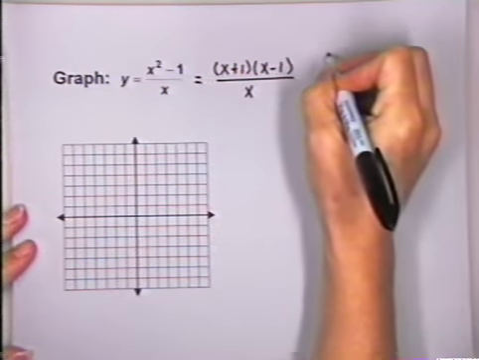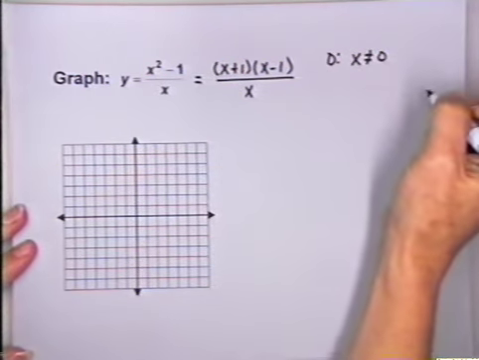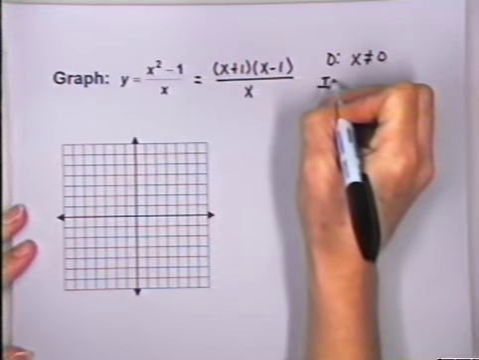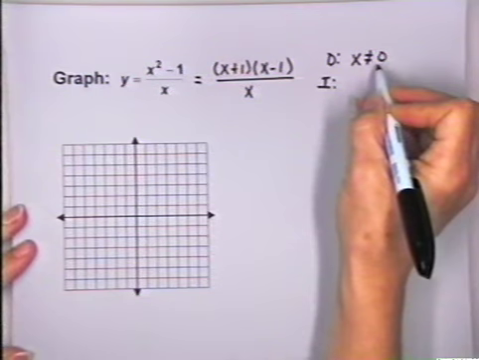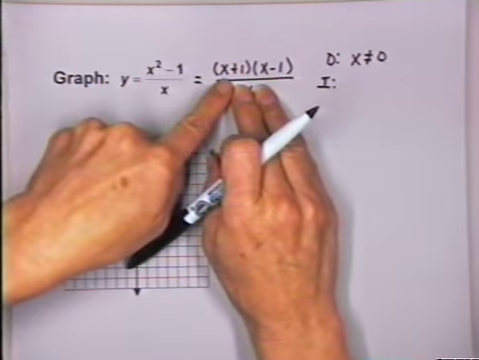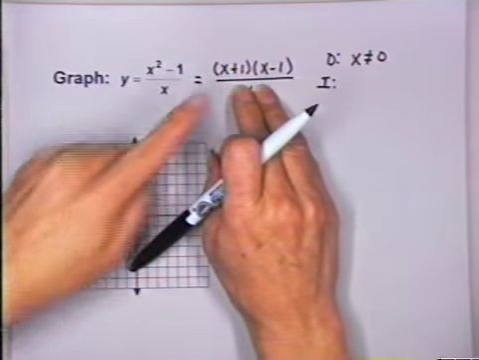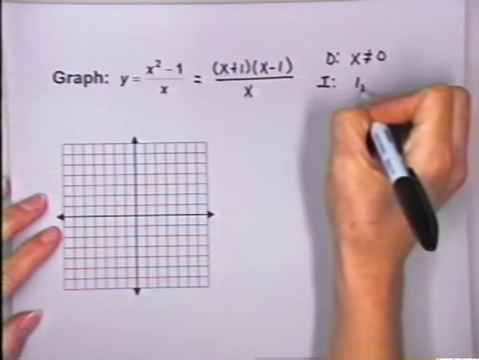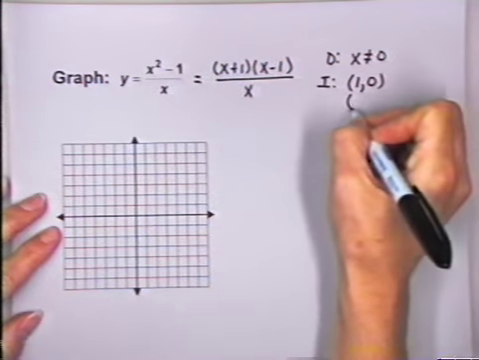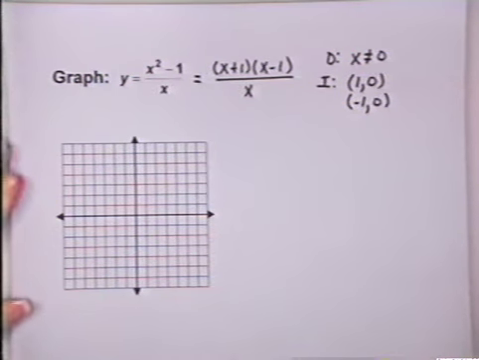And go ahead and talk about domain. X can't be what? Can't be 0, can it? Intercepts, well, I've already said x can't be 0. But notice, if y is 0, if 0 equals my numerator, then x could be -1 or +1. So if x is 1, I get 0 for y. If x is -1, I get 0 for y. So I have those intercepts.